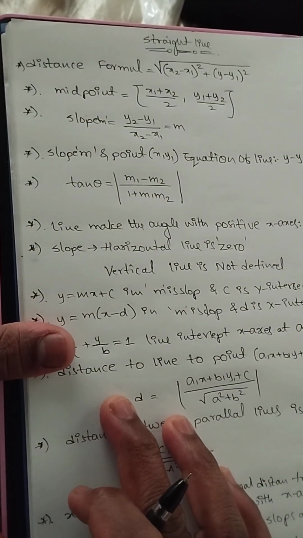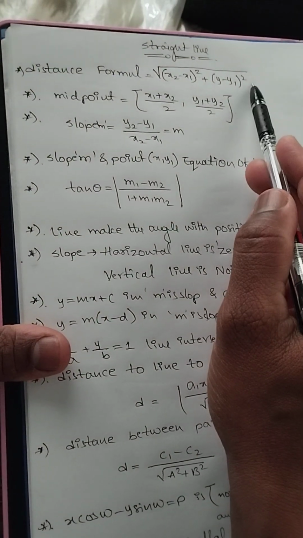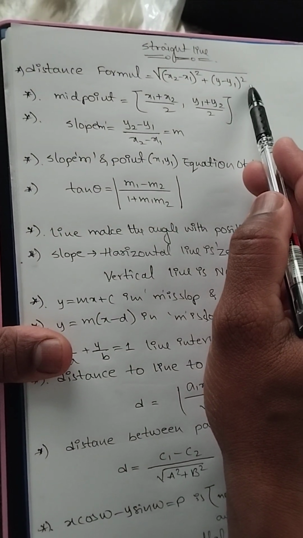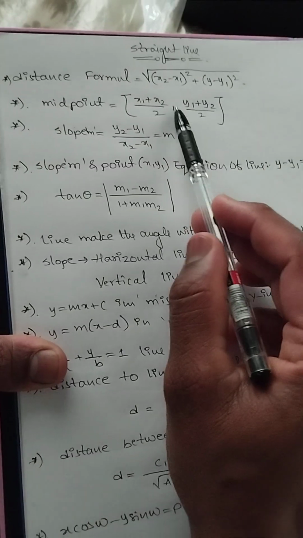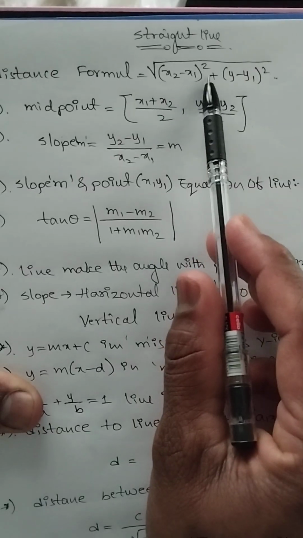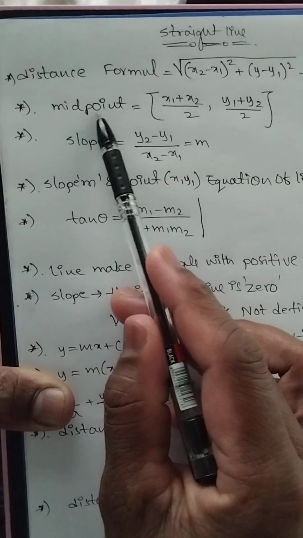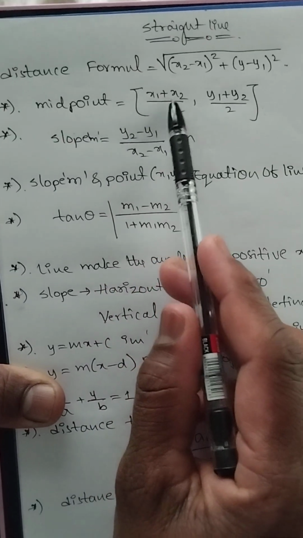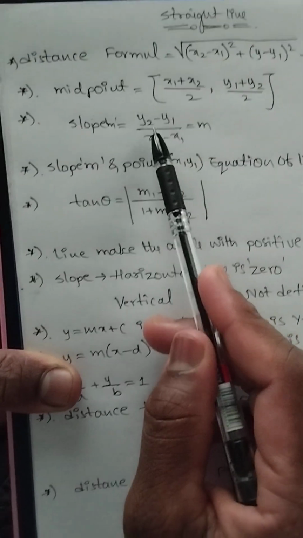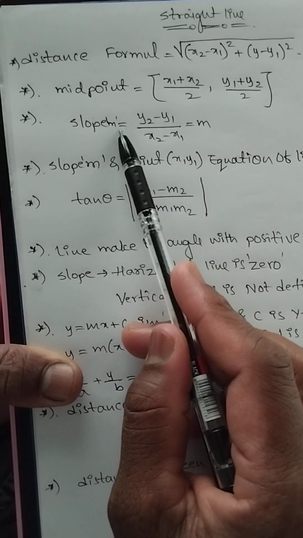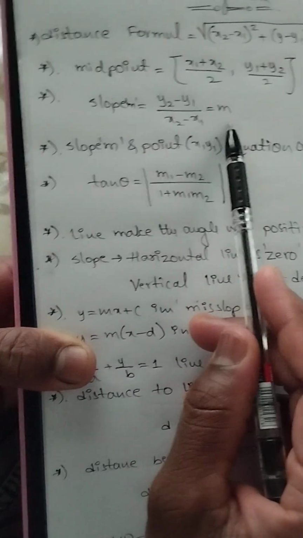So, grade 11 straight lines, we can check some of the formulas. If P(x1, y1) and Q(x2, y2) are 2 points, the distance formula is the square root of (x2 minus x1) whole square plus (y2 minus y1) whole square. The midpoint of those 2 points is ((x1 plus x2) by 2, (y1 plus y2) by 2). The slope of those 2 points is m equal to (y2 minus y1) by (x2 minus x1).